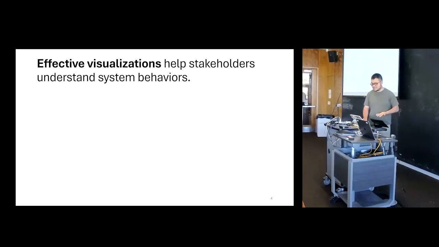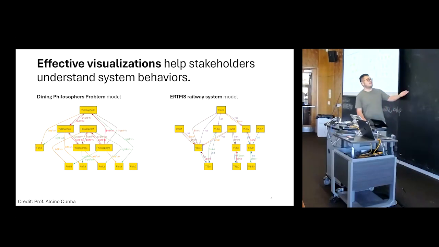If we ask formal methods tools to generate a visualization, here they are. The one on the left is the Dining Philosophers problem model and its visualized instance. And the one on the right is the railway systems model and its instance that's being visualized.